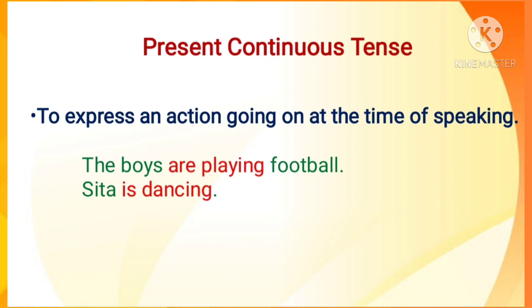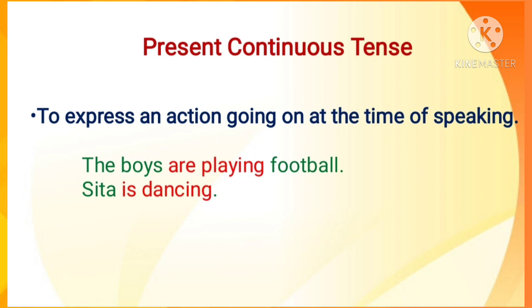Let us look at the examples. The boys are playing football. Are playing. Can you see the ing form? Playing. Are playing. Sita is dancing. Is dancing. Dancing, the ing form of the verb. Okay, here the boys are playing football. Sita is dancing. These two sentences are in present continuous tense because these two sentences express an action that is going on at the time of speaking. At the time of speaking, the boys are playing football. At the time of speaking, the action is going on.